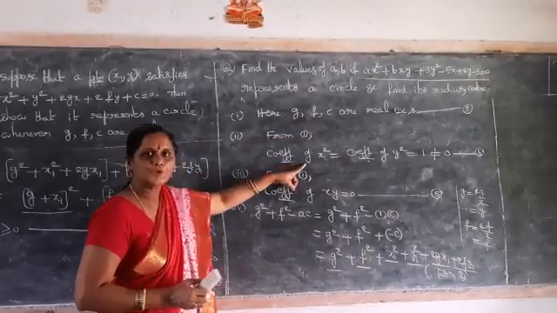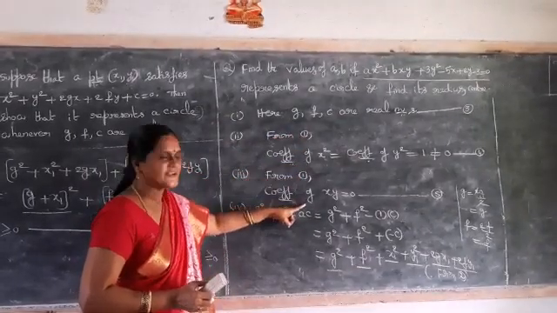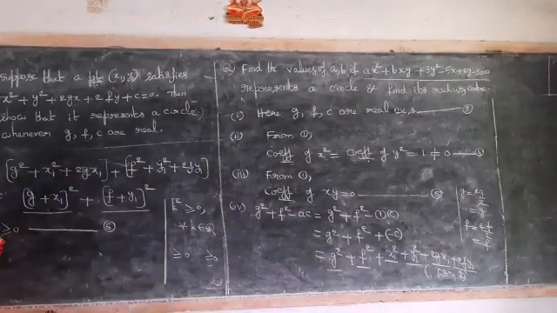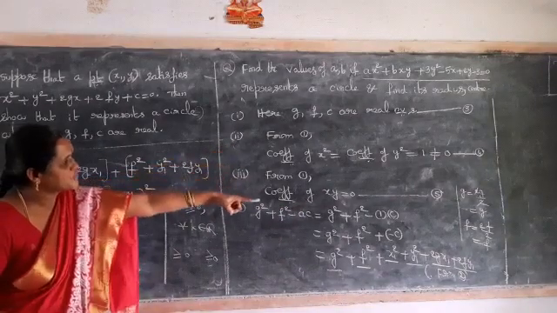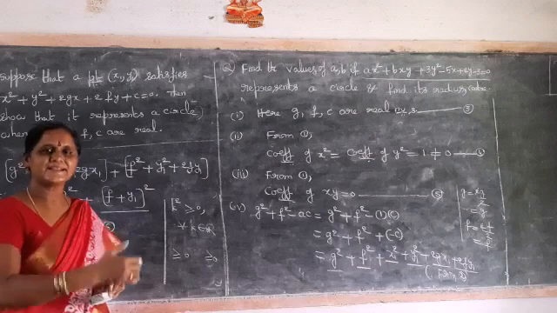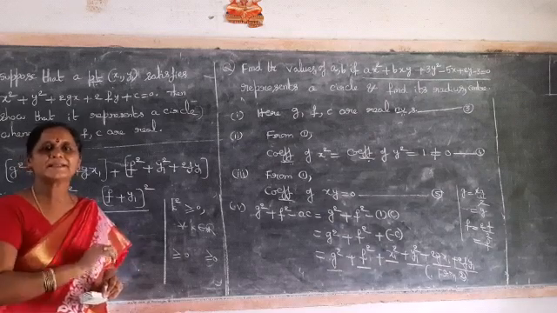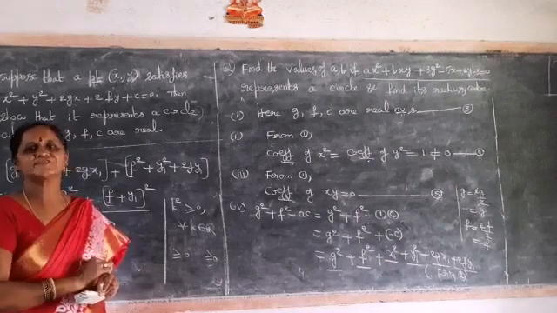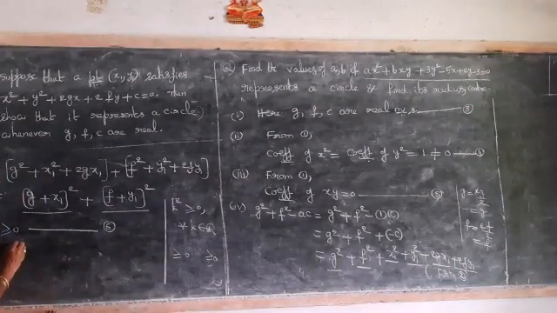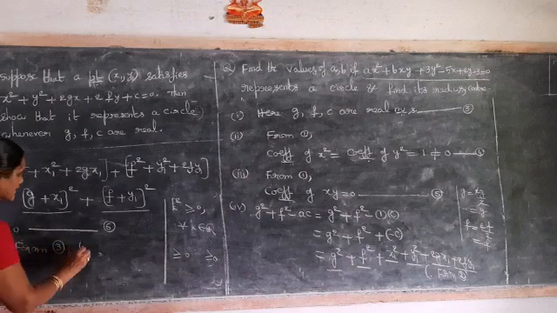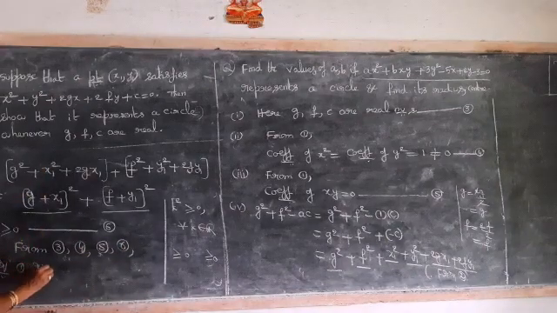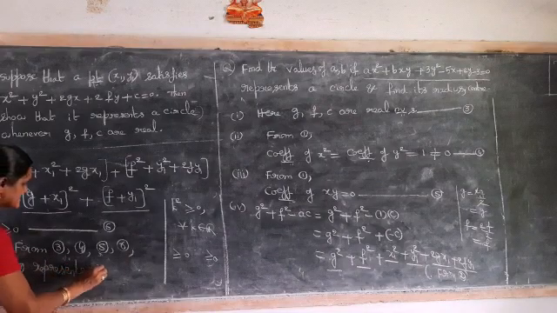In equation 4, I proved the first condition. In equation 5, I proved the second condition. In equation 6, I proved the third condition. That is, from equations 3, 4, 5 and 6, you conclude that equation 1 represents a circle. Since our 3 conditions are satisfied, we can conclude that equation 1 represents a circle. So that's why here I write, from 3, 4, 5, 6, equation 1 represents a circle.